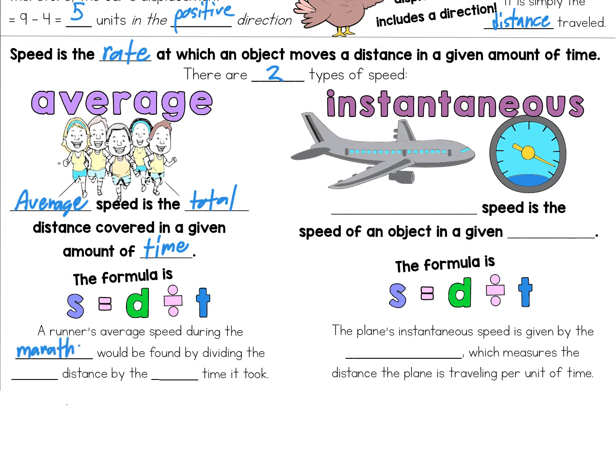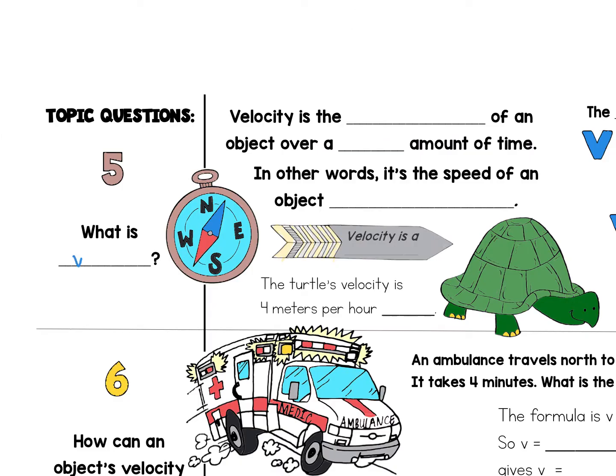So a runner's average speed during the marathon would be found by dividing the total distance by the total time it took. For instantaneous speed, it's the speed of an object at a given moment. We still use the same formula, speed equals distance divided by time. In this case, the plane's instantaneous speed is given by the speedometer, which measures the distance the plane is traveling per unit of time.